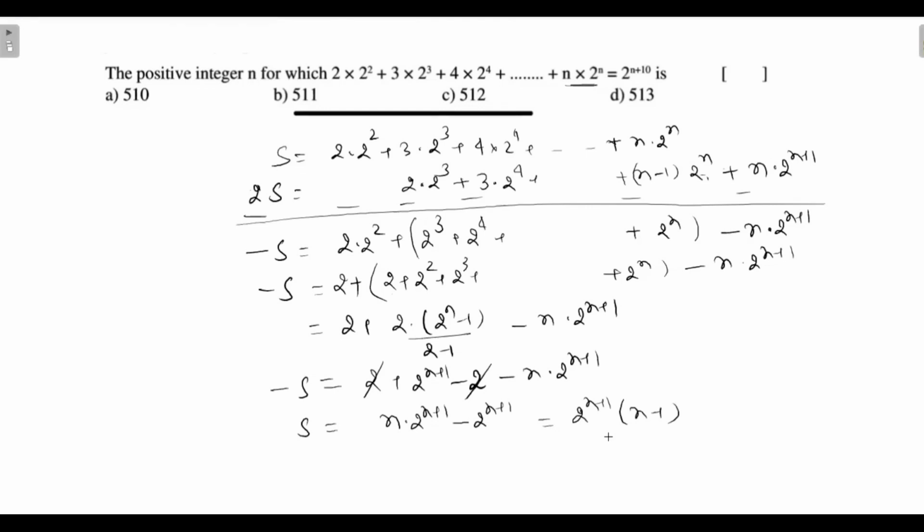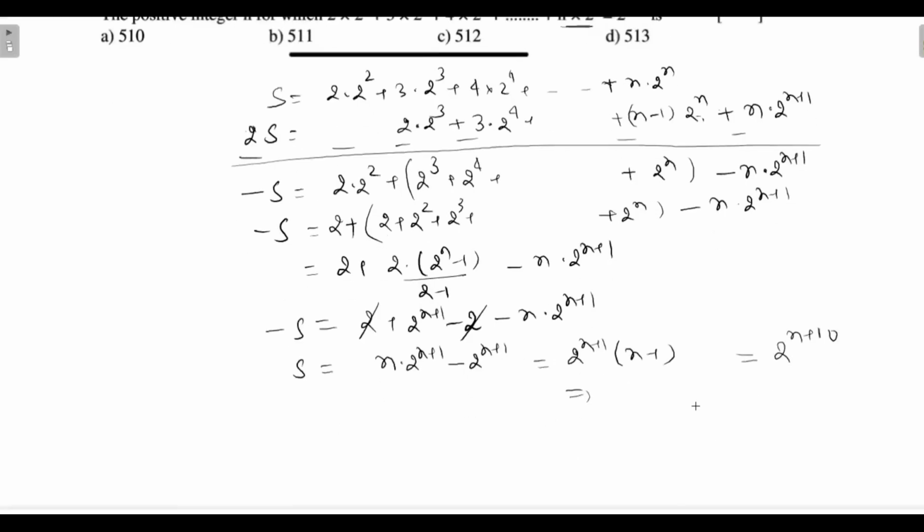Now they are saying that this is actually equal to 2 to the power n plus 10. They are saying that for what values of r this will be equal. So we'll just divide it first to make it easier. This will be n minus 1, and this will become 2 to the power n plus 10 divided by 2 to the power n plus 1, which then will become 2 to the power 9. So this will become 512, and then plus 1, so this will become 513.